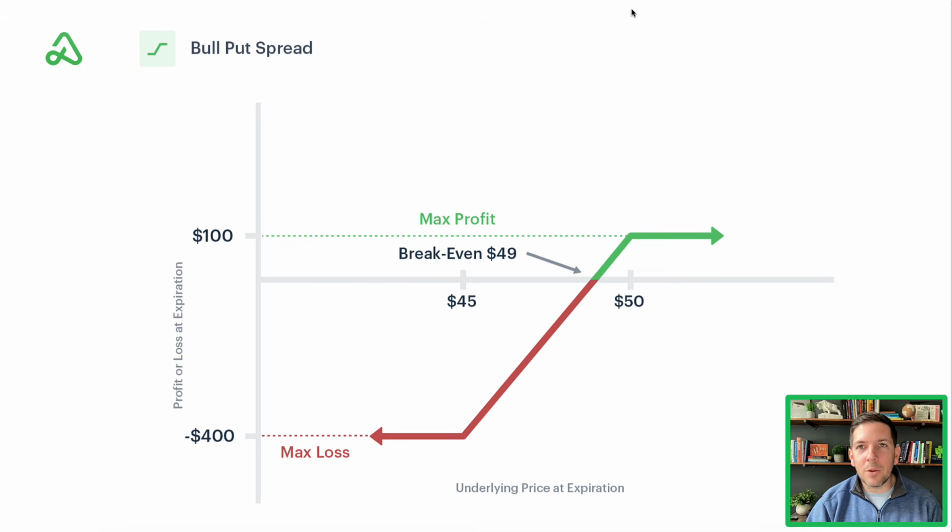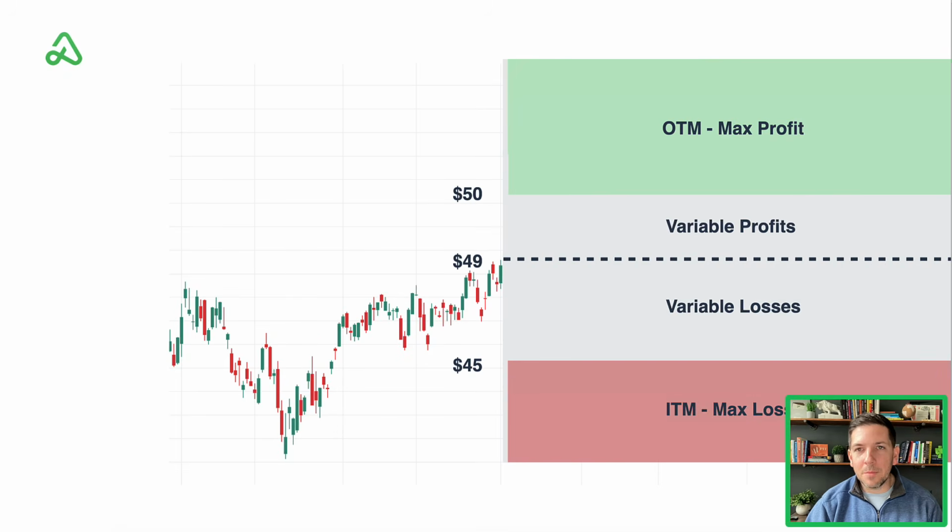So what it looks like when you look at it visually on an option diagram or chart, and I visually see it like this, is you basically have this opportunity here where if the stock stays above your break-even point, then you've got some variable profits, some max profits, and if it goes below your break-even, this is where you start to induce that loss.